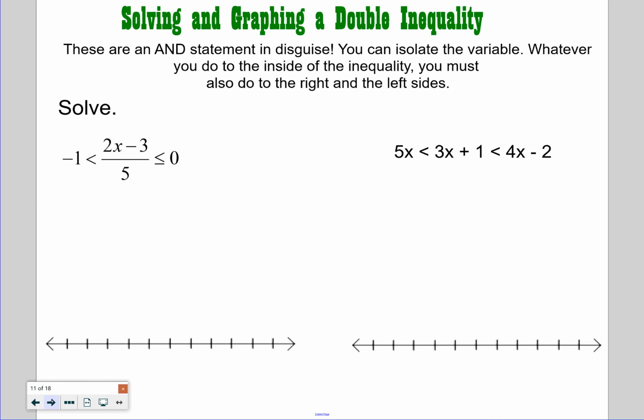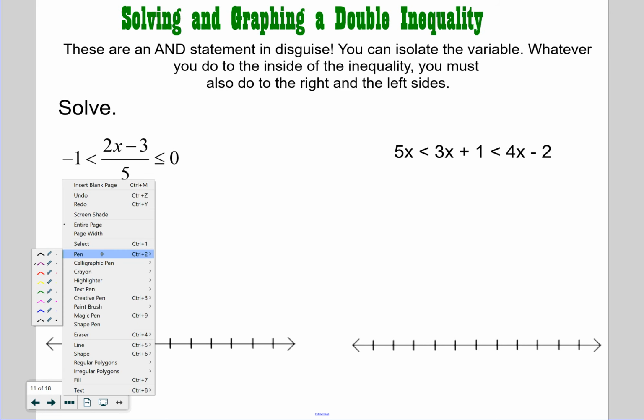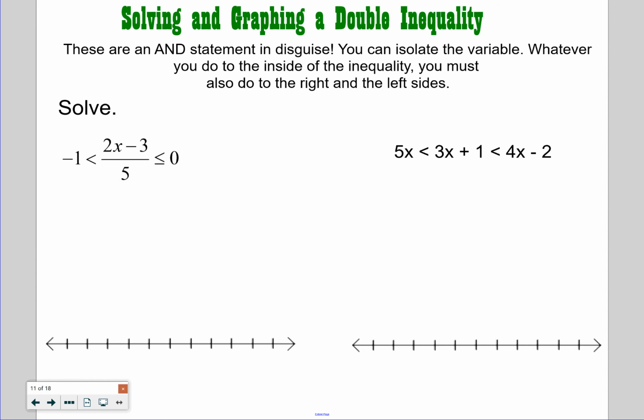Okay, the next problems that we're going to talk about are called double inequalities, which are actually compound inequalities. They're an and statement in disguise, and there's two different ways you can solve them. If you just have a single variable, like in the problem on the left, you can isolate that variable. The only difference here is we don't have two parts to an inequality, we have three. So whatever you do to one part, you have to do to all three parts.